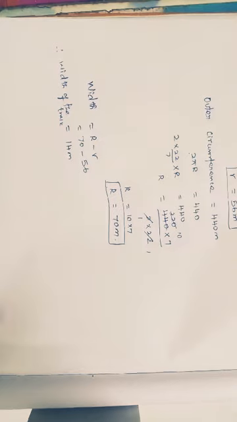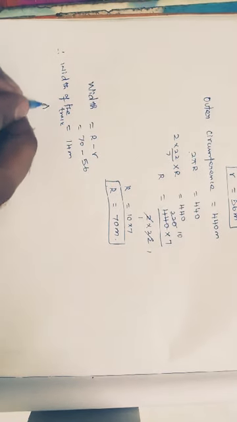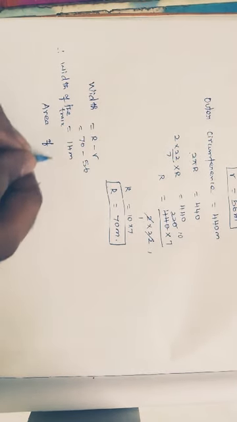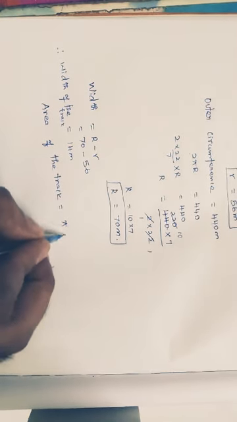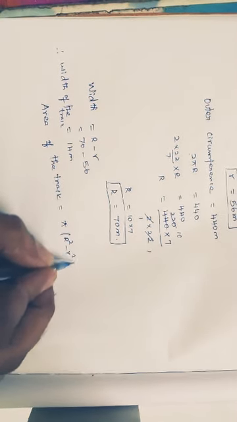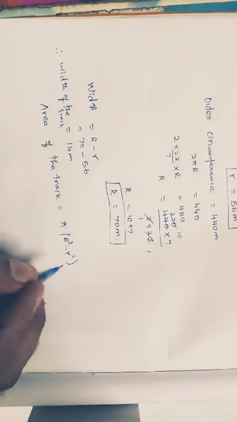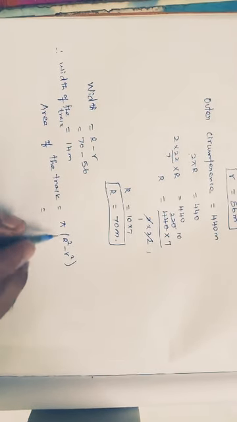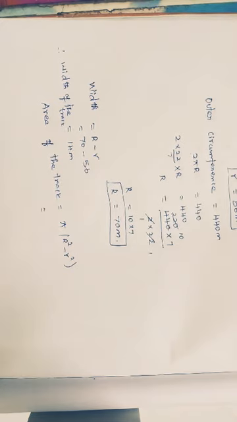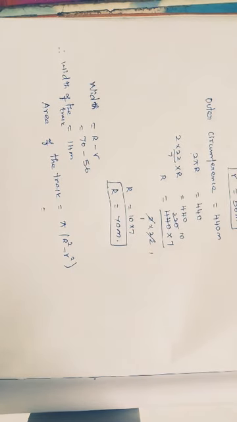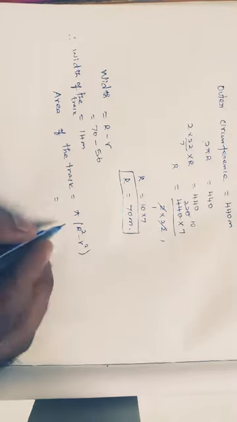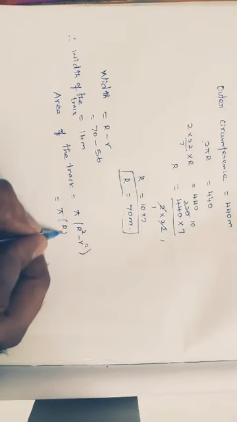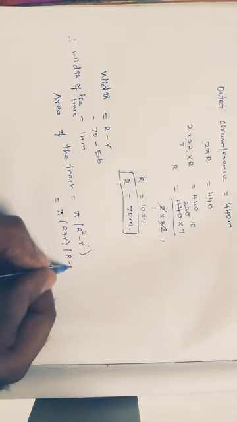Next, what do we want to find? Area of the track, right? Area of the track is equal to pi capital R square minus small r square. Before substituting, while we are writing it in terms of R plus r into R minus r, it will be very easy to simplify. So please go with that method. So pi into capital R plus small r into capital R minus small r.